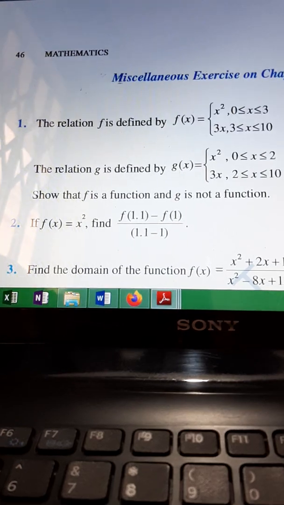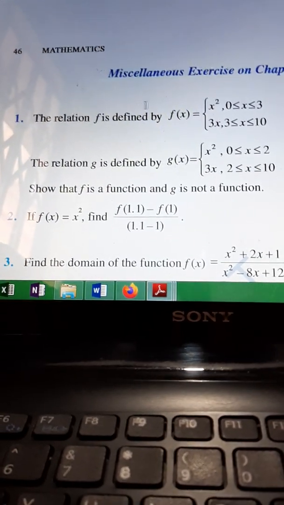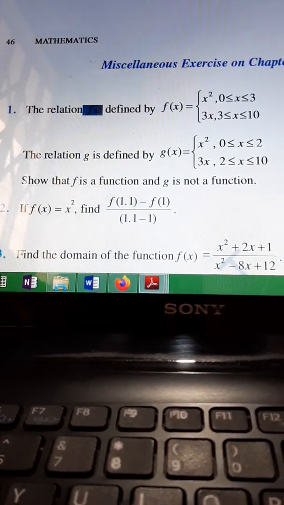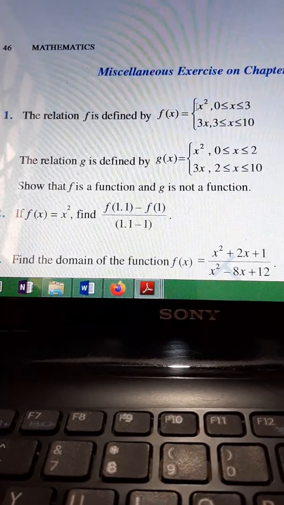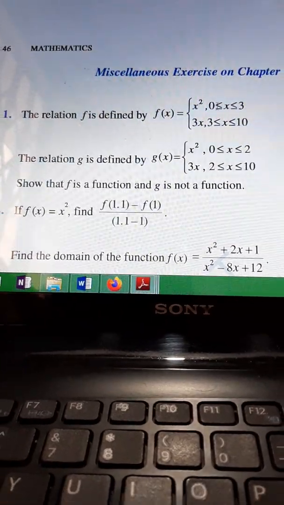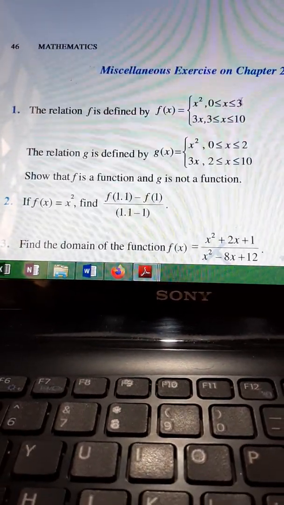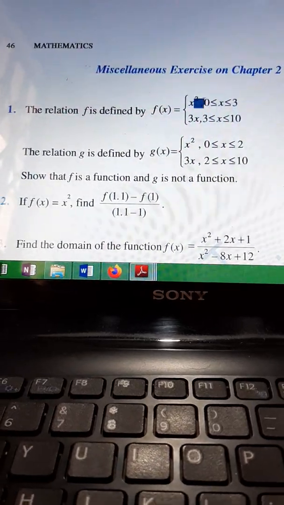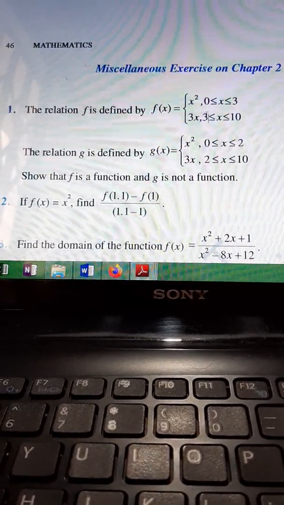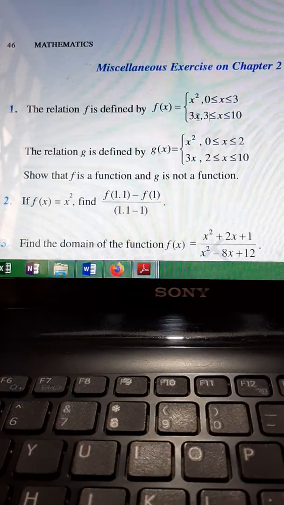We start now miscellaneous exercise. Question number 1. Function f is defined in this way. It has two different formulas. If x is from 0 to 3, then use x square. And if it is from 3 to 10, then use 3x.